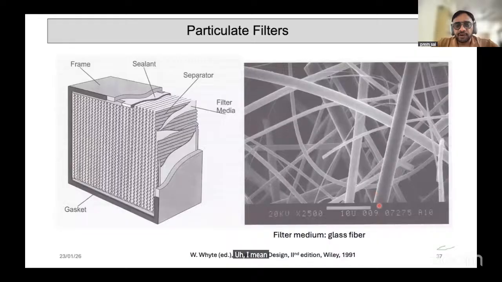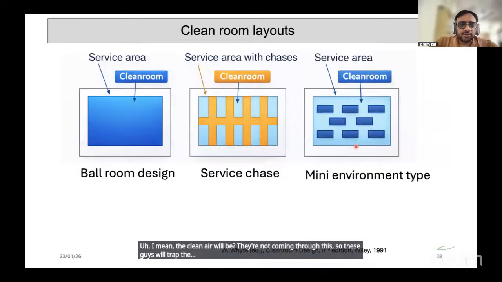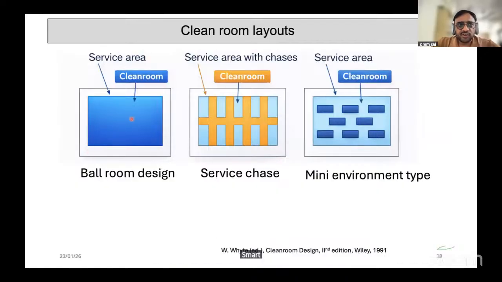The clean air will be coming through this. So these filters will trap the particulate matter. Then, these are the different clean room layouts. You have a big clean room, then this will be the surface area where they keep all the gas cylinders and all the equipment. Otherwise, you keep the service chases separately.